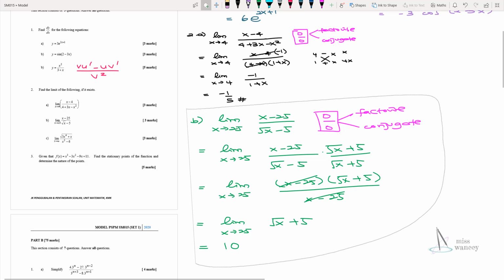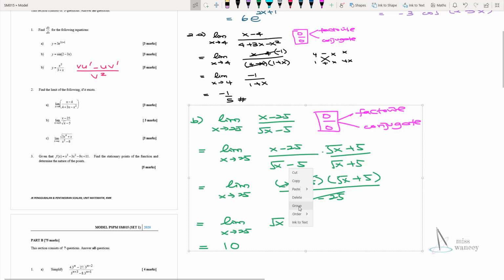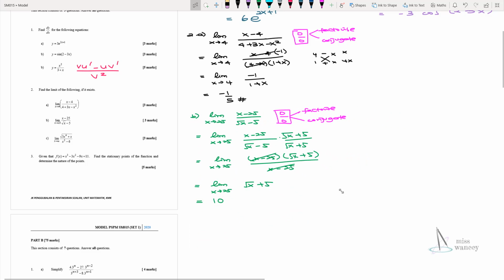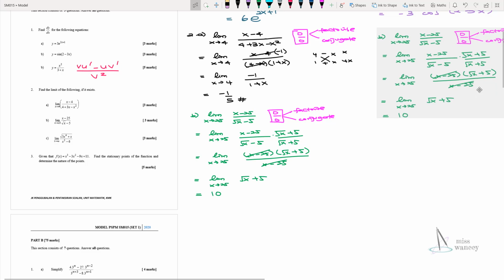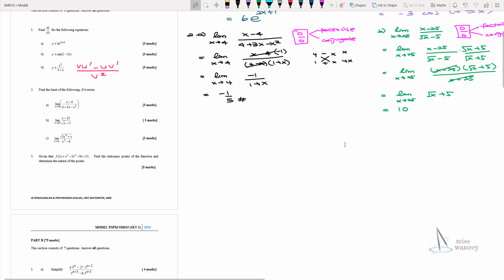Okay, so done with this one. Again, let me group this one first. And then we're going to do question C. Okay, so which color? I think this one looks quite nice. Okay, so this one then.